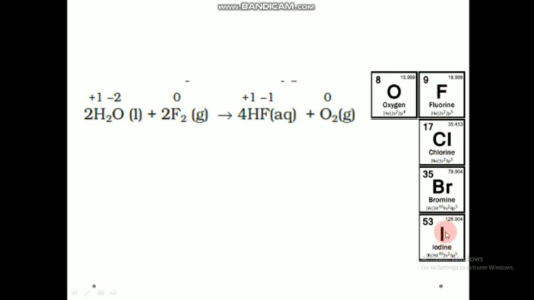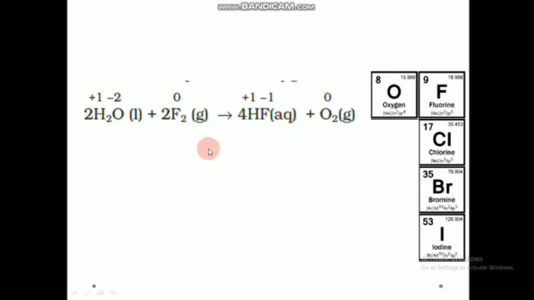So in this order only it goes. Fluorine will be able to substitute oxygen and even chlorine, bromine, iodine. Chlorine will be able to substitute bromine, and bromine will be able to substitute iodine. And oxygen will be substituted just by fluorine.